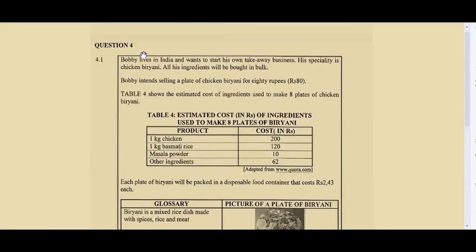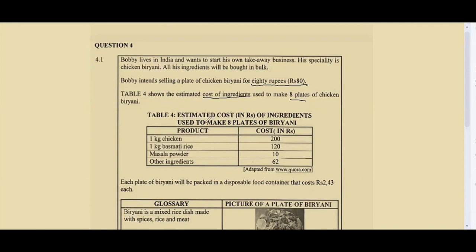Okay, so we have question 4. It says, Bobby lives in India and wants to start his own takeaway business. His specialty is chicken biryani. All his ingredients will be bought in bulk. Bobby intends selling a plate of chicken biryani for 80 rupees. So that's the selling price. And then table 4 shows the estimated cost of ingredients used to make 8 plates of chicken biryani.